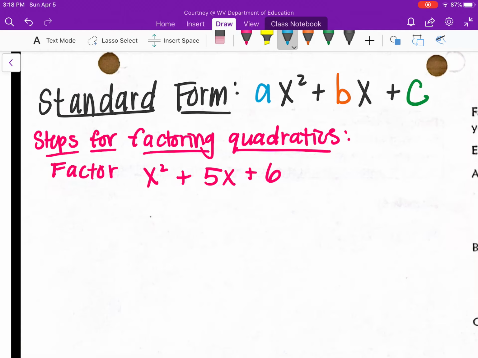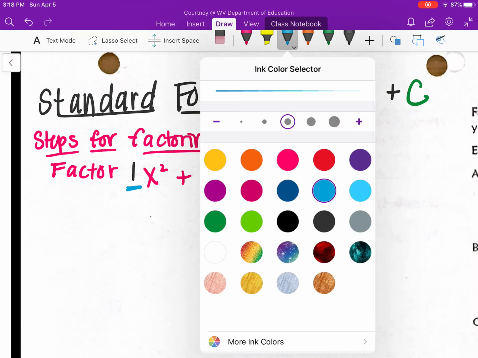So here the a, what's in front of the x squared, is an invisible 1. The b by the x is a 5. And the c all by itself is the 6. And I color coded those blue, orange, and then green.